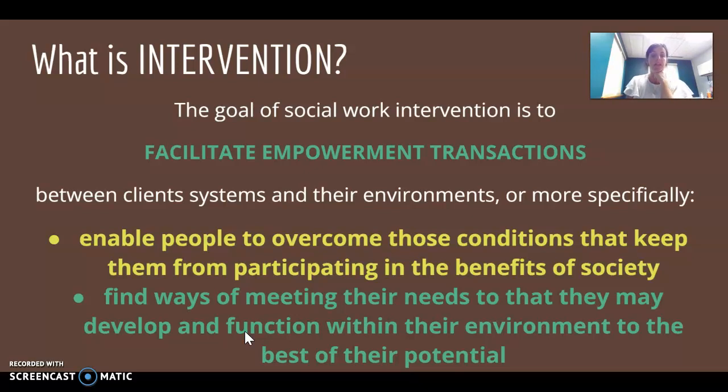And it's really important when thinking about interventions that at some point the social worker is no longer going to be a permanent fixture in their life. And so we need to empower the individuals to be able to manage their symptoms, their problems, their issues, however you want to define it, independently on their own.